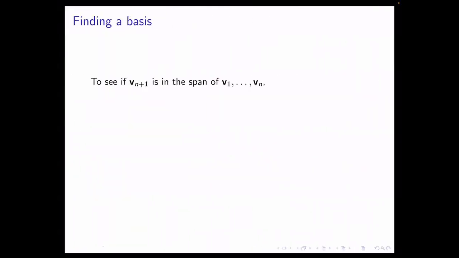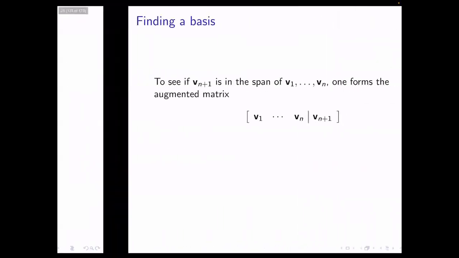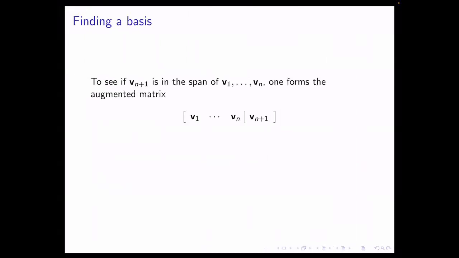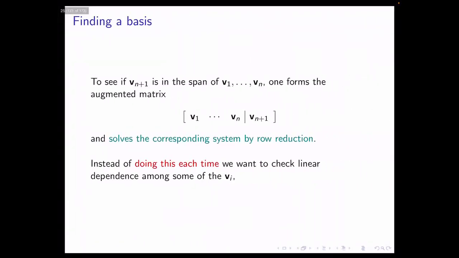To see if vn+1 is in the span of v1 through vn, we can form this augmented matrix with v1 through vn on the left and then vn+1 on the right-hand side, and solve the corresponding system by row reduction. In other words, we need to understand if this vector vn+1 can be presented as a linear combination of vectors v1 through vn. Instead of doing this each time to check linear dependence among some of the vi, we can do it all at once.